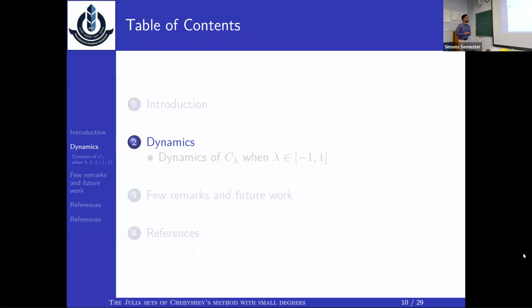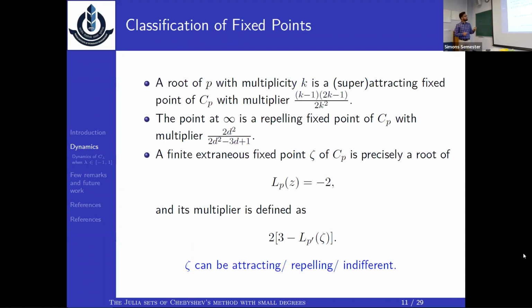So let us start the dynamical study. For this, we need to characterize the fixed points of CP. Since it is a root finding method, the roots of P will be attracting fixed points of CP, and particularly if a root of P has multiplicity k, then it will be an attracting fixed point of CP with this multiplier. If it is a simple root, then it will be a super attracting fixed point. Infinity is always a repelling fixed point with this multiplier.